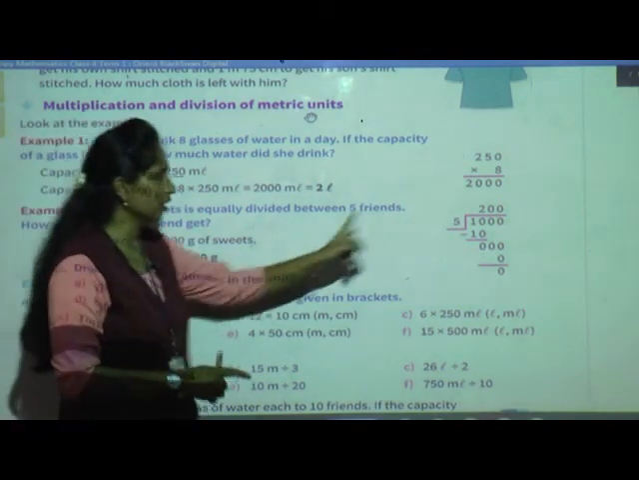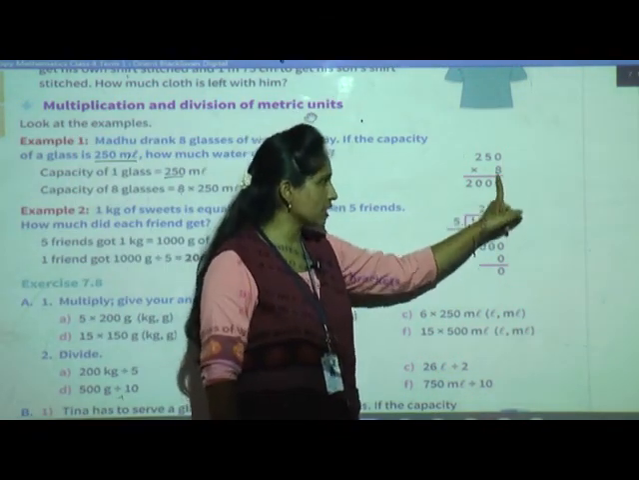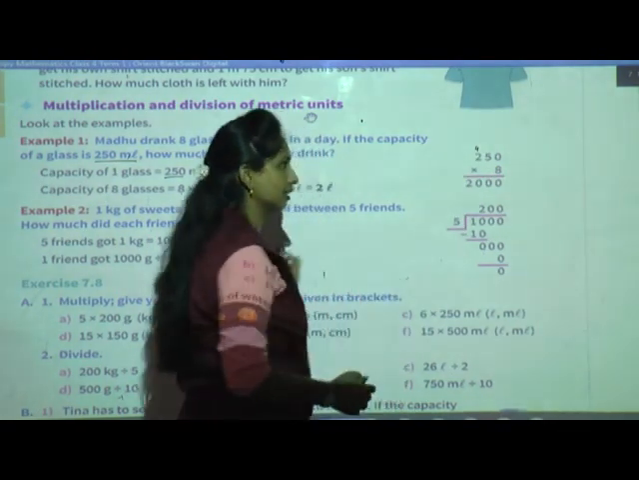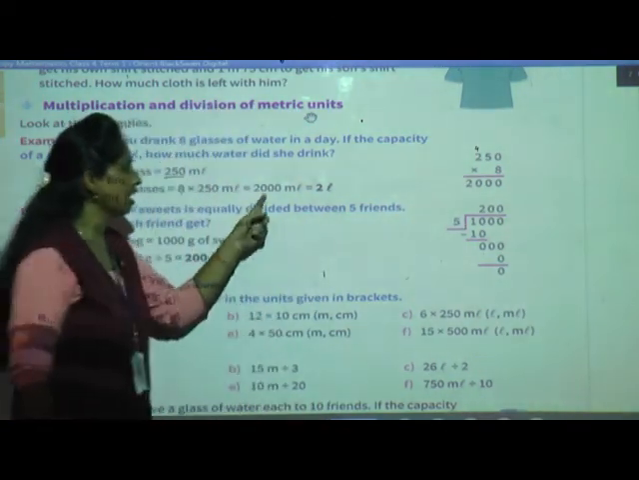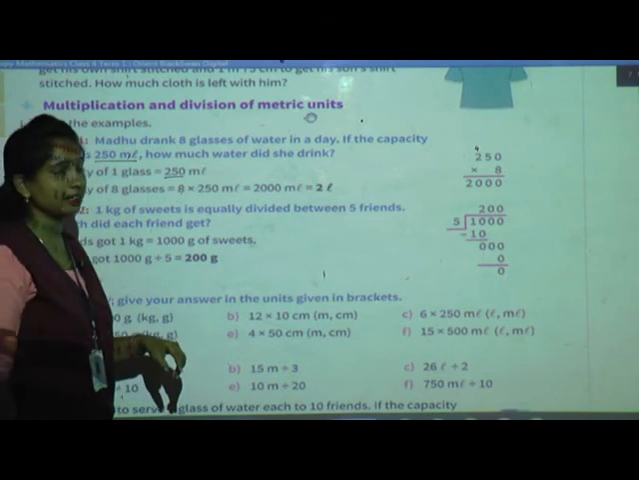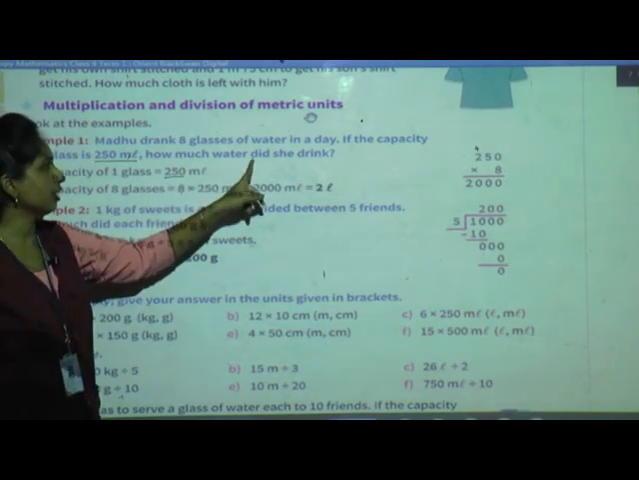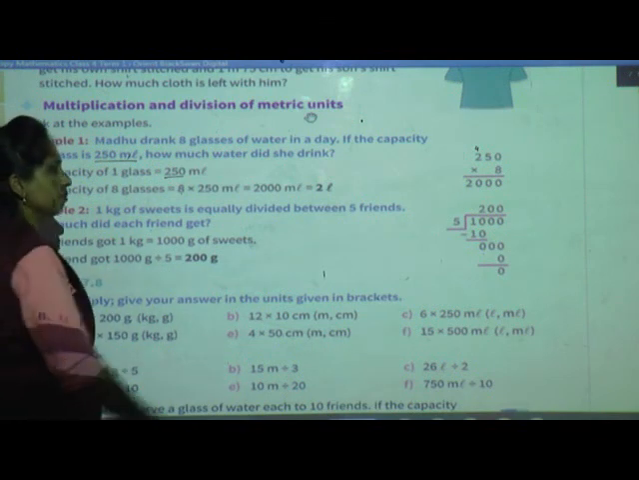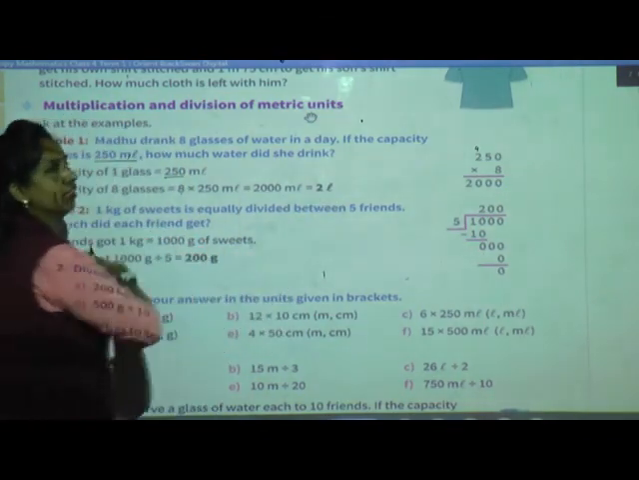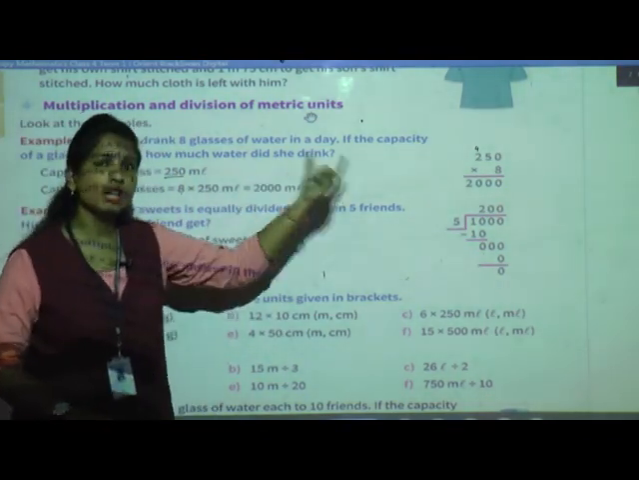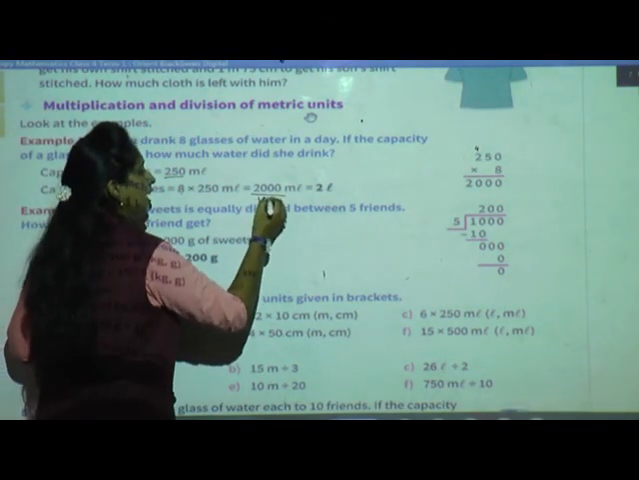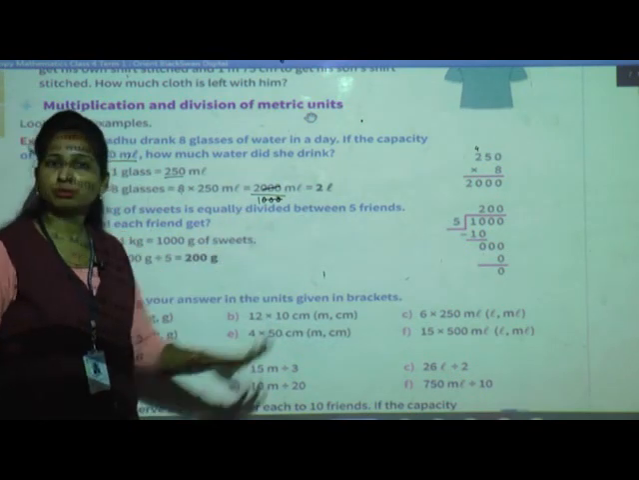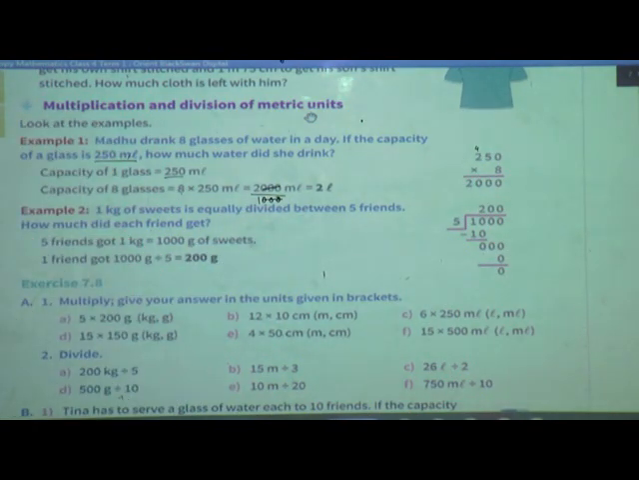So, do the multiplication as a rough work. 8 zeros are 0, 8 fives are 40, 0 here 4 will be carry, 8 twos are 16, 16 plus 4 is 20. So, the answer is 2000 milliliter, but we have to find out how much water did she drink into liter. How many liters? 2000 milliliter means 2 liter. See, lower to higher convert, divide by 1000. So 3 zeros cut, 3 zeros cut. What is remaining? 2 liter. Clear? Now we will see the second example.